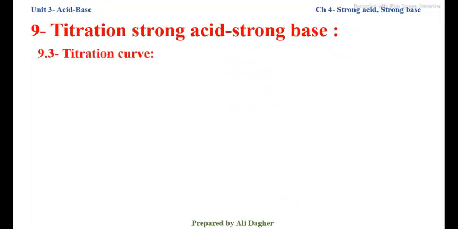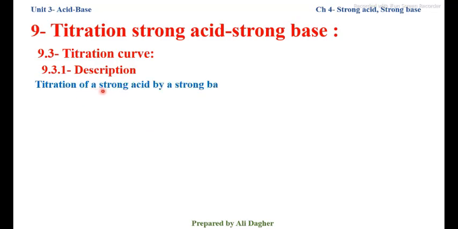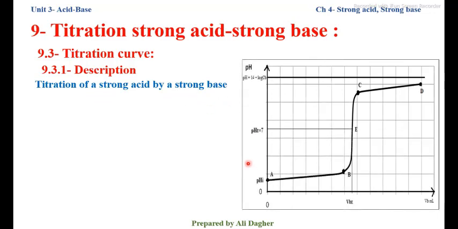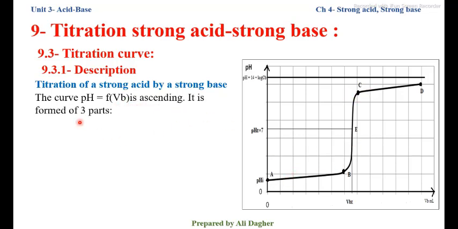Part 3, titration curve. Description. First case, titration of a strong acid by strong base. This is the graph representing the strong acid by strong base. The curve pH equal function of V is ascending. It's formed of three parts.